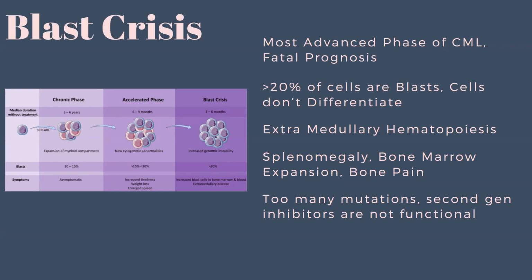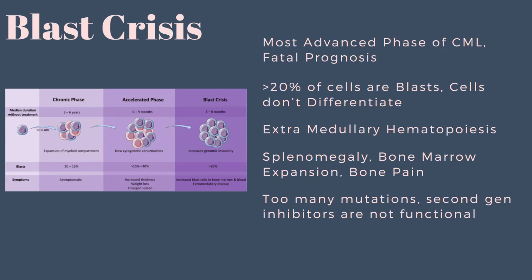Once you get here, to the blast crisis, there's so much going on that even if you stop the BCR-ABL, the cell has so many other mechanisms that cancer can continue through. And same things, the bone marrow expansion, bone pain, all are a factor. And even second gen inhibitors are non-functional. I think really the only way for this is chemo, but at that point it's too far gone. This is only like 3 to 6 months. It's a pretty short period once you get there.